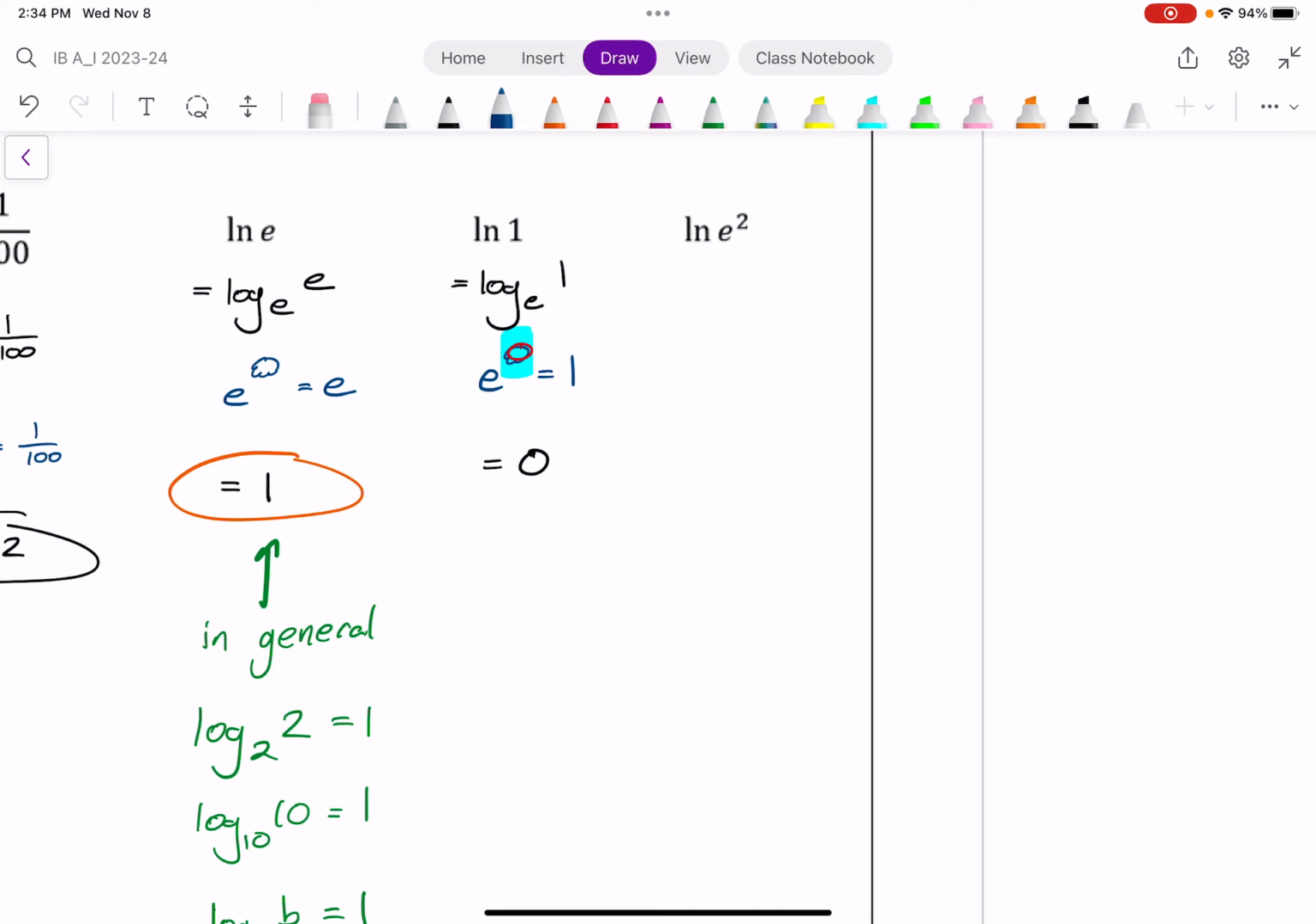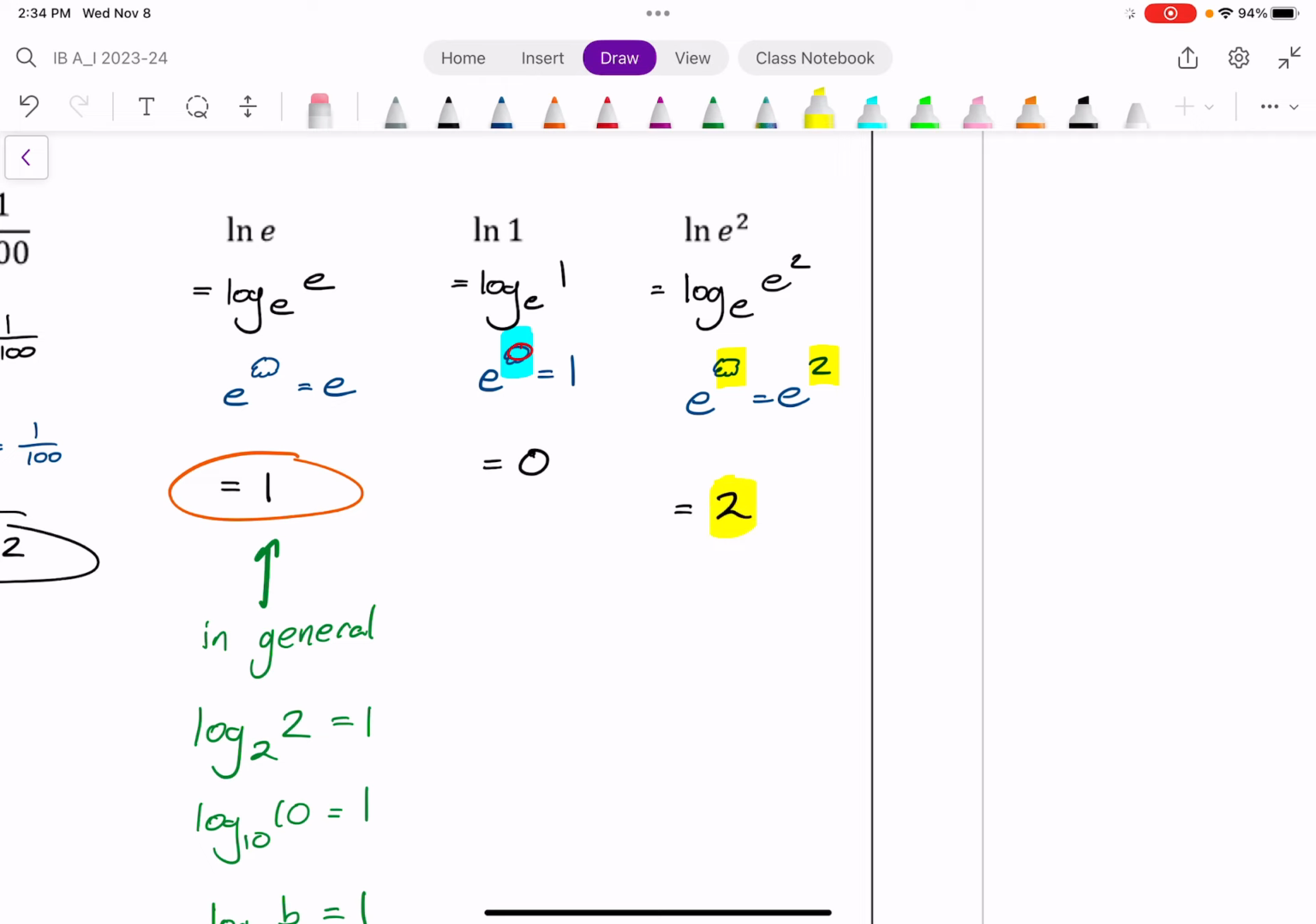And lastly, I have the natural logarithm of e squared, which means, again, log base e of e squared, which means in terms of an exponential expression, e to the power of what equals e to the power of 2. When you look at it like this, I hope it's clear that the unknown has to equal 2. And so the natural logarithm of e squared equals just 2.